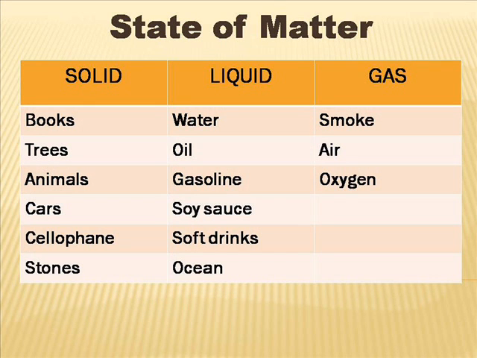There are three states of matter. You have the solid, liquid, and gas. Examples of solids are books, trees, animals, cars, cell phones, and stones. Examples of liquids are water, oil, gasoline, soy sauce, soft drinks, and ocean. Examples of gas are smoke, air, and oxygen.